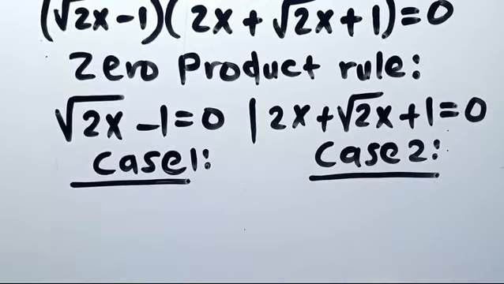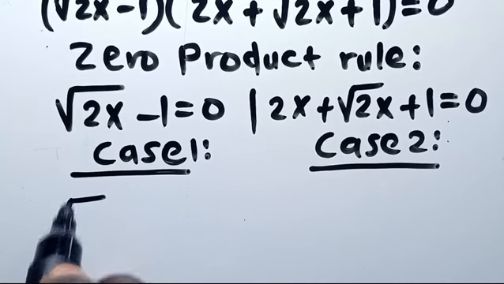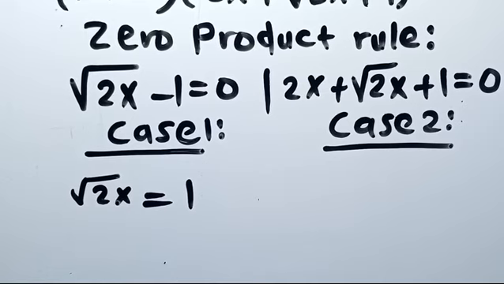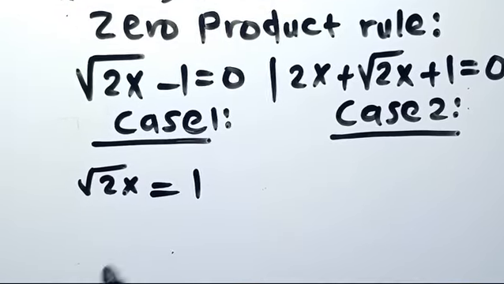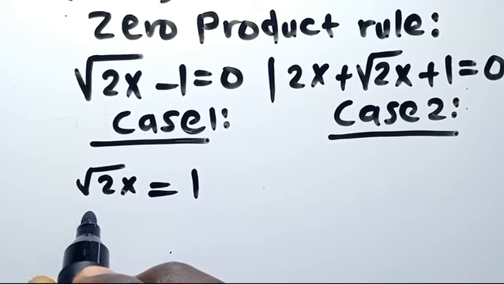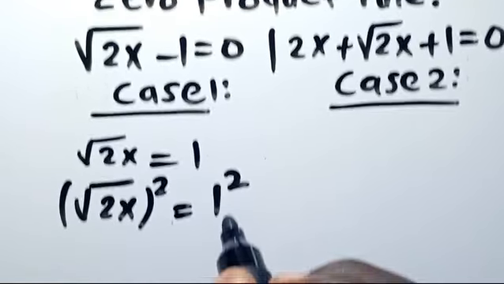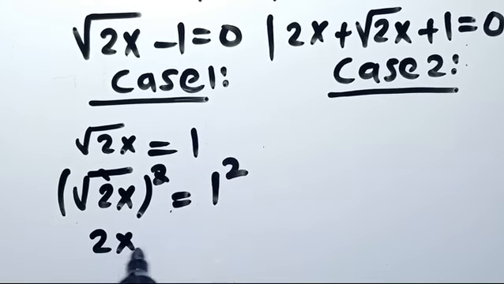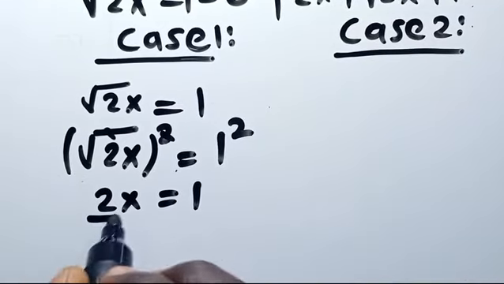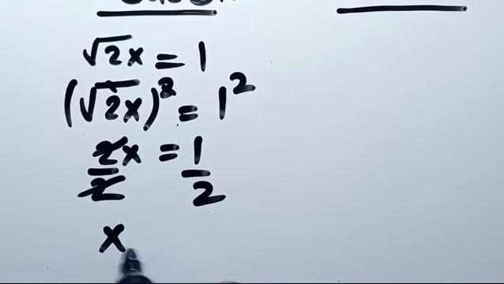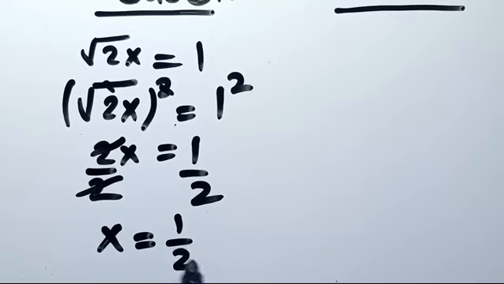So from case 1, we have root 2x equals 1. Now from here, this is very simple. We have to take the square of both sides. (Root 2x) squared, 1 squared. This cancels out this. We have 2x equals 1. So dividing through by 2, we cancel out this, and we have x equals 1 over 2.